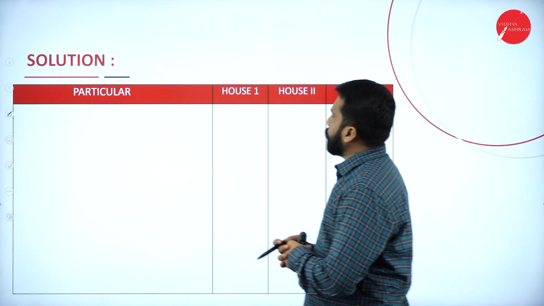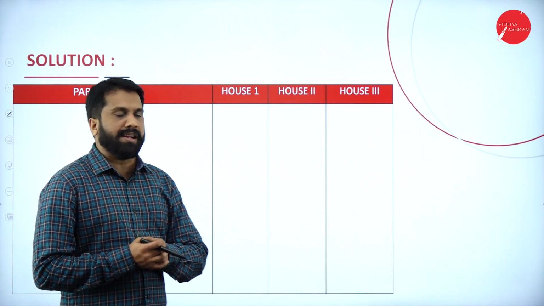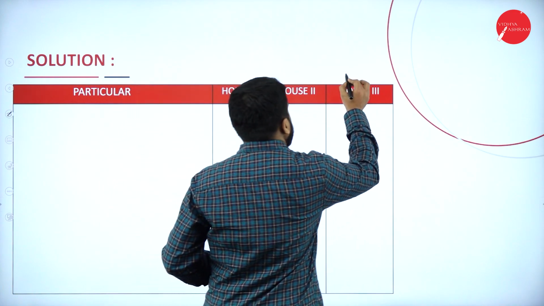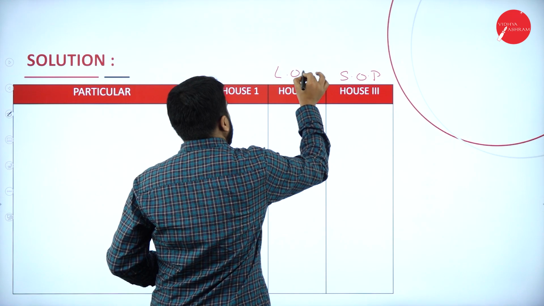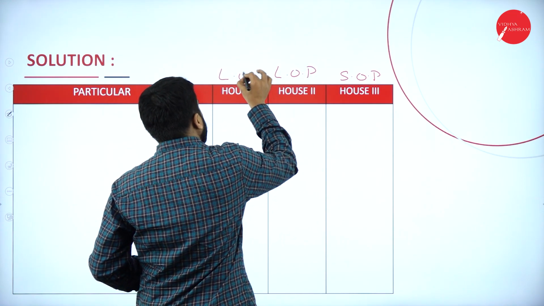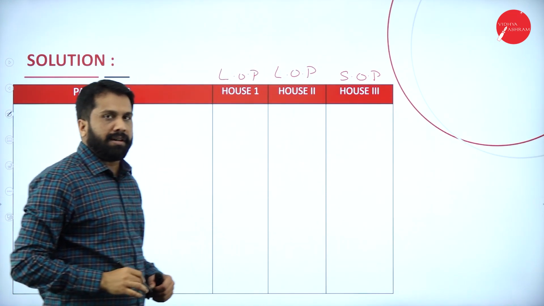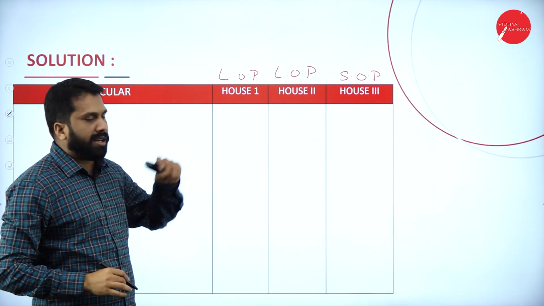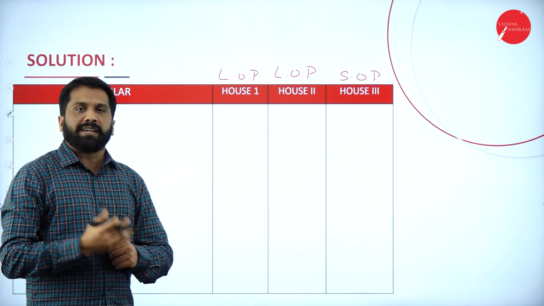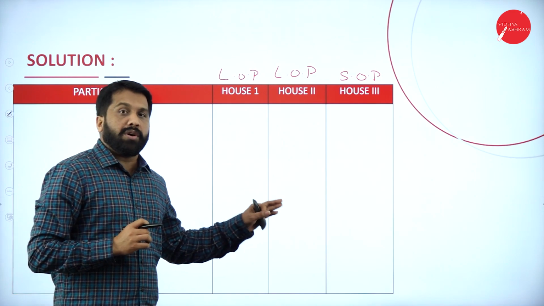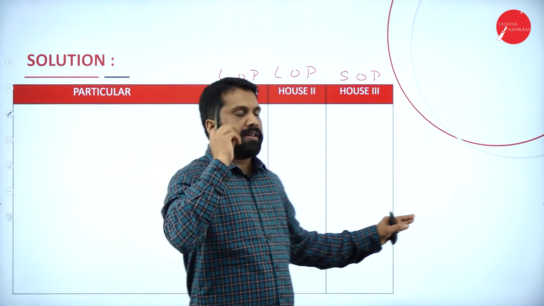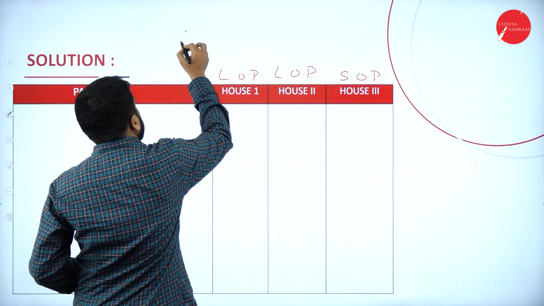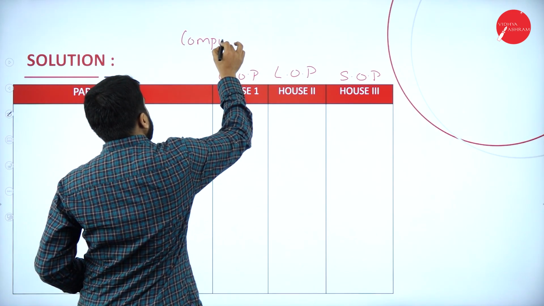So, particular house 1, house 2 and house 3. House 3 we consider as self-occupied property, and the others are let out property. Clear? Why do we consider the third house as self-occupied? Because you have not received the actual rent. Clear? Yes.